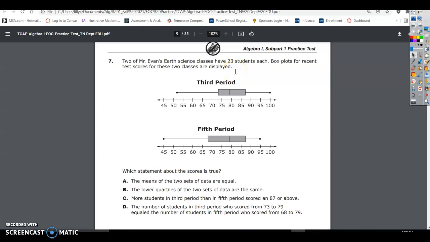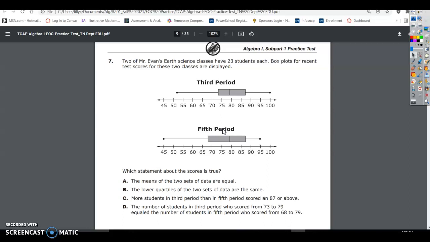Algebra 1 EOC practice test number 7. All right, 2 of Mr. Evans' Earth Science class have 23 students each. Box plots for recent test scores for these 2 classes are displayed. All right, so we've got 3rd period and we've got 5th period.